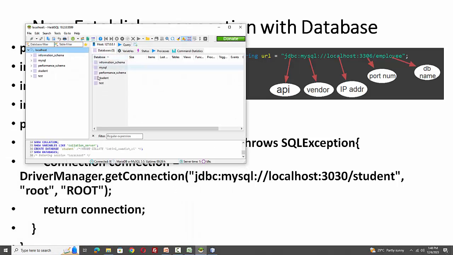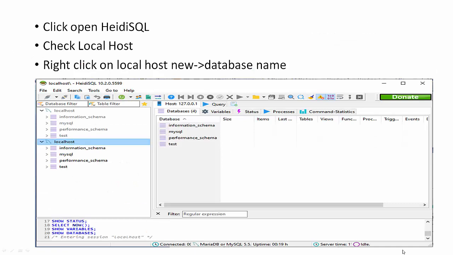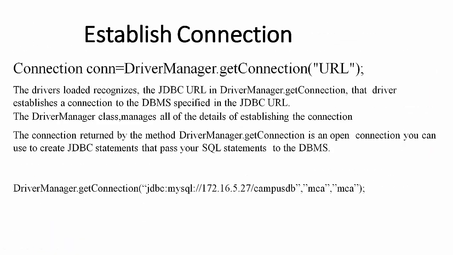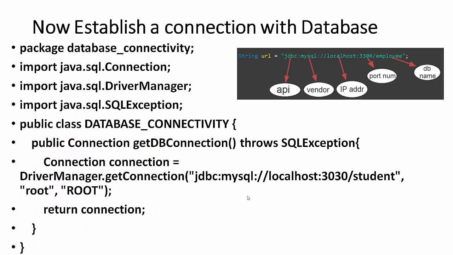Here we have specified API, application program interface, whereas MySQL is vendor specific. Here either localhost or an IP address you can specify. In the previous slide you have seen the IP address 172.16.5.27. Based upon your computer IP address, if you have made the modification, instead of localhost it can communicate with the IP address followed by the port number. Here we have given the 3030 port number. Here employee is a database, and here we have created student as the name of the database.